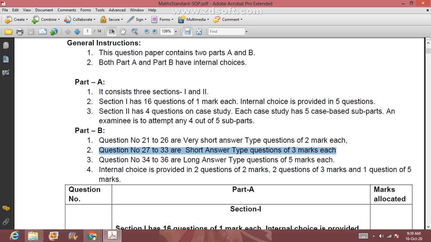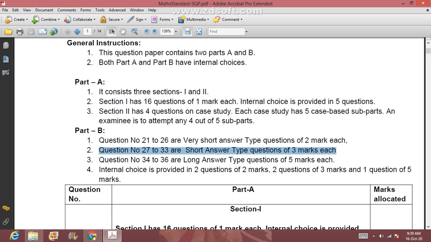Same. Sir, your voice is breaking. My voice is breaking? Your voice is breaking, sir. Okay, I'll continue. If my voice is not coming, then report me. Otherwise you can see the pattern there on the screen.